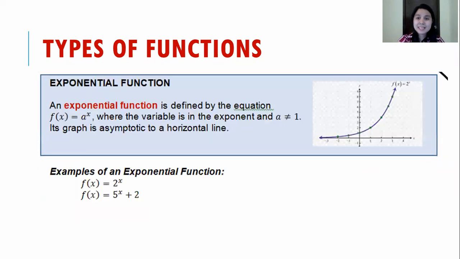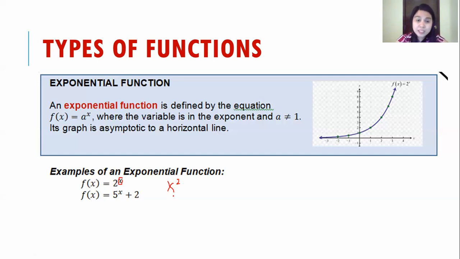The next type is the exponential function. In the exponential function, you will see the variable in the exponent. Again, the variable is the one in the exponent, not in the base. Example, 2 to the power of x, or 5 to the power of x plus 2. Ma'am, what will happen if we'll make it this one? X squared.